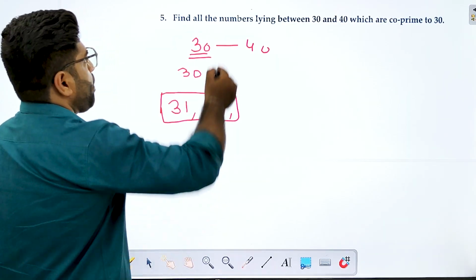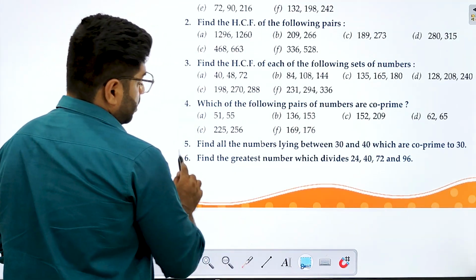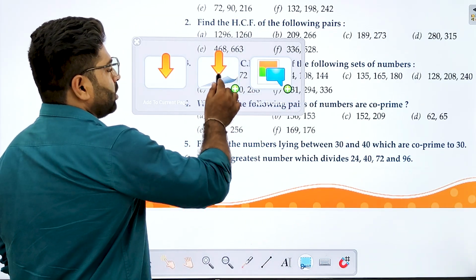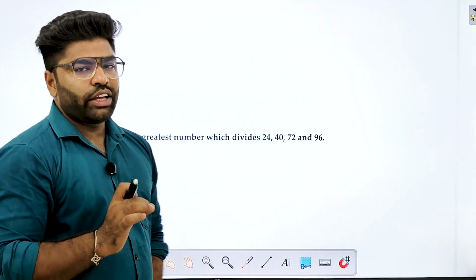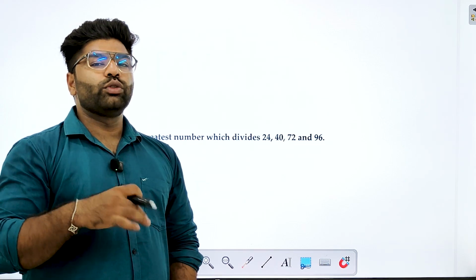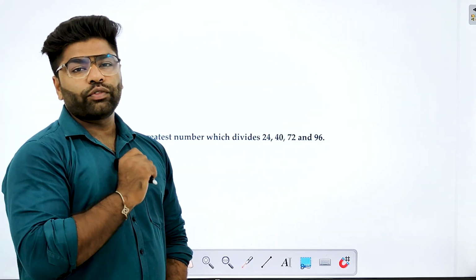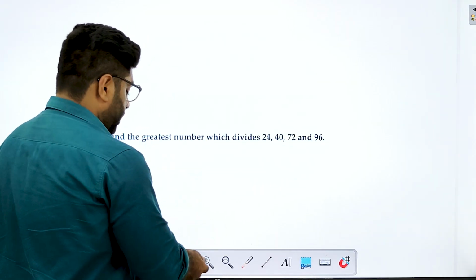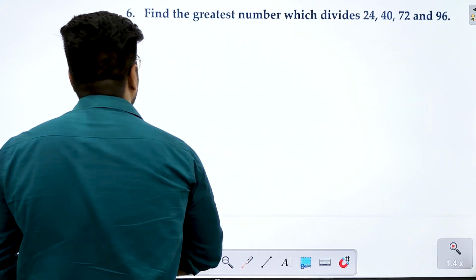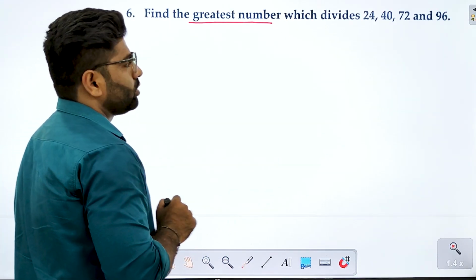Clear? Okay. Now move to the next part, that is question number 6. Find the greatest number which divides these four numbers. Okay, so this is the real life example when you have to find out the single number which divides two or more numbers exactly. Then we have to find out the HCF of these numbers. So same way we are going to find out the HCF of these four numbers, and we have to find out the greatest number which divides all these four numbers.